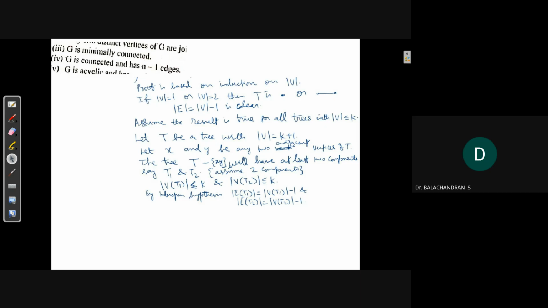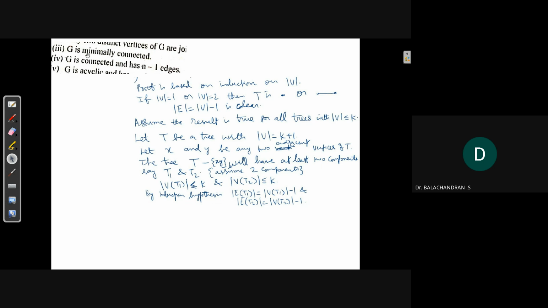That is, a tree with n vertices has n minus 1 edges. This is the proof. Maybe I think in the seventh lecture we discussed this portion. We can write this. Okay, again I'll tell you what you need to do here.